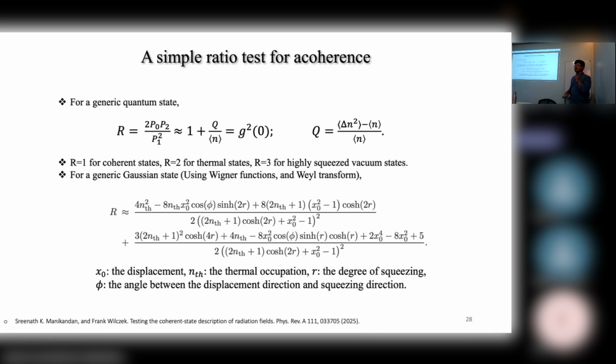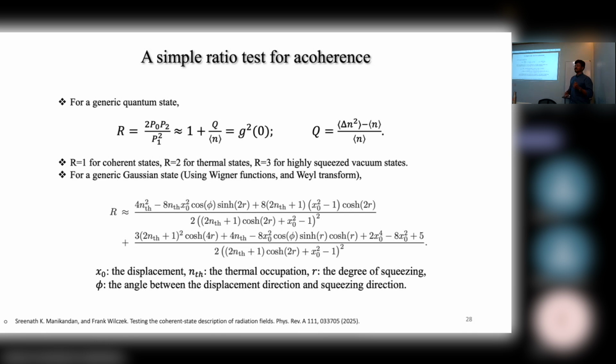A measurement with only this kind of parameter will not be able to distinguish all the states. But it can still tell if it is a coherent state or not. So that is one of the main insights. It is obvious from here, right? This number depends on Q and the expectation of n.